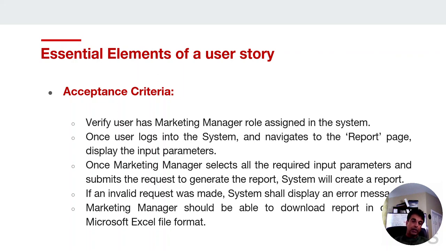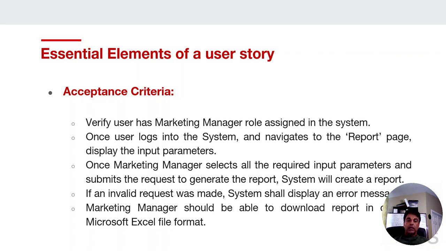Okay, for example, here it's written in very simple plain English. For example, verify a user has the marketing manager role assigned in the system. So that's something we want to verify before we move forward. Then we talk about once a user logs into the system and navigates to the report page, display the input parameters, meaning all the input parameters that this role has to provide to the system so that the system can create a report. Then the third sentence says once the marketing manager selects all the required input parameters and submits a request to create a report, the system shall create a report.